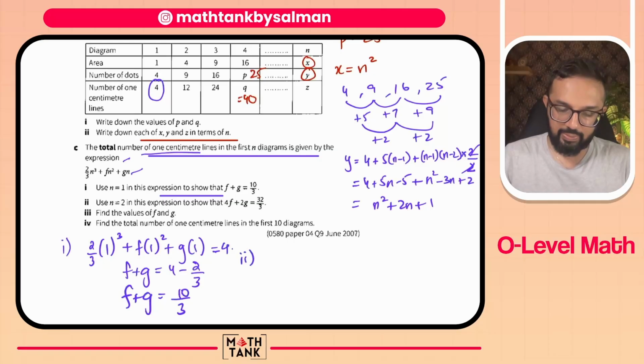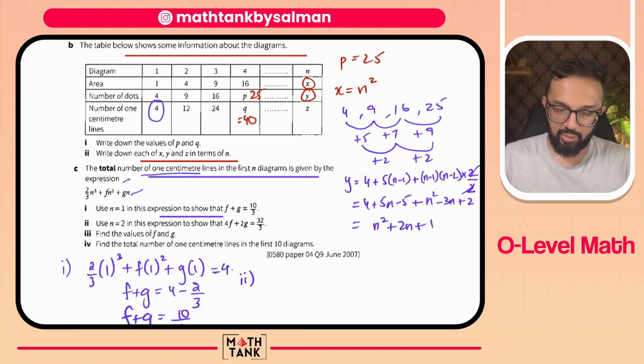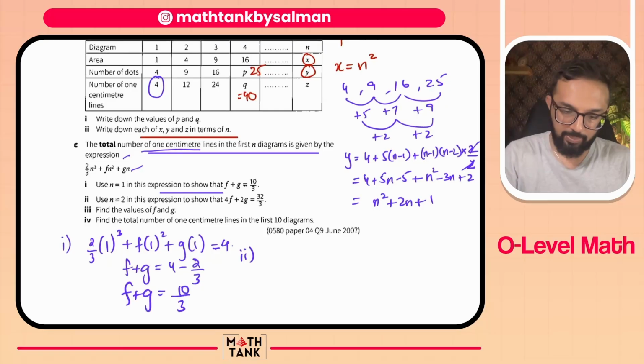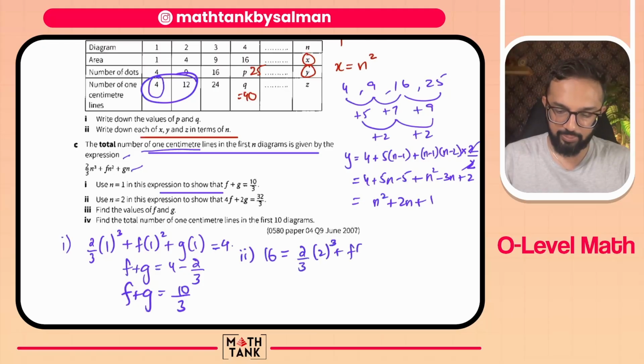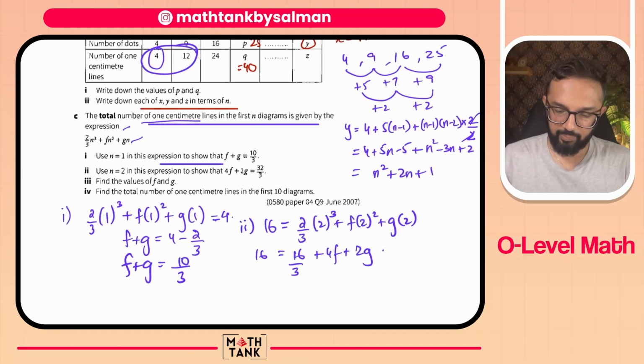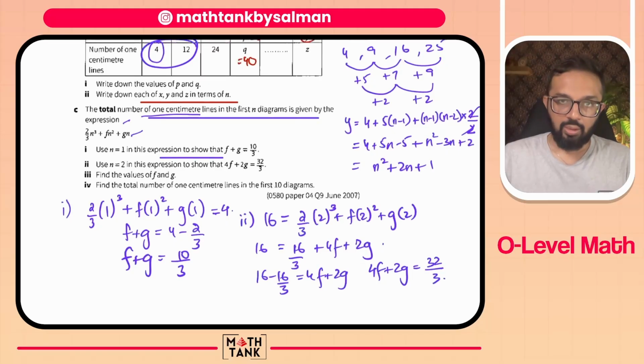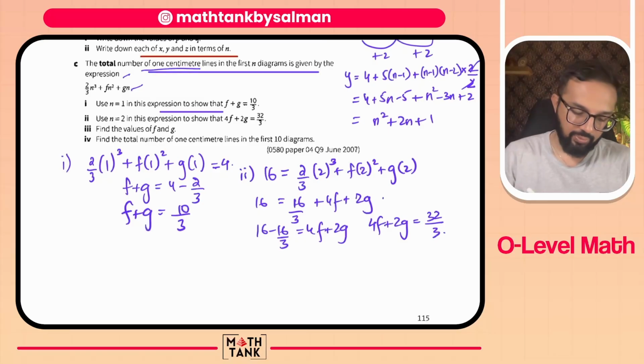What about part 2? It says use n equals 2 to find this expression. So when I have n equals 2, what is the total number of lines? That's 16. So 16 equals 2 over 3 times 2 cubed plus f times 2 squared plus g times 2. Okay, 16 over 3. 4f plus 2g equals 48 minus 16, which is 32 over 3. Then from there on, it's just simultaneous equations.